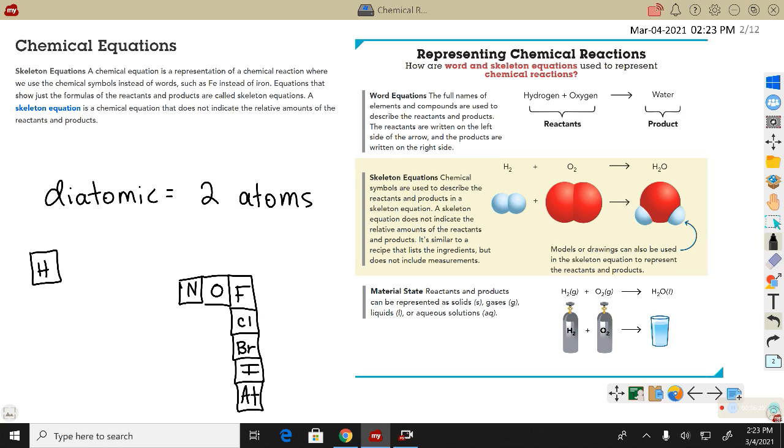Now the other thing that we sometimes like to add to our equations are called phase symbols, where we write these little symbols behind the particles to show what phase they are. It just gives a little bit more information to somebody looking at a chemical equation. So we might write hydrogen gas reacts with oxygen gas to produce water, which is normally a liquid. I mean, it could be solid or gas, but under normal conditions, water is probably produced as a liquid.